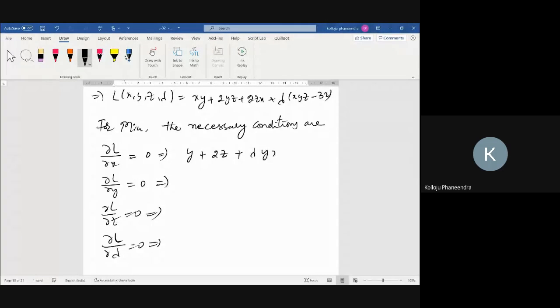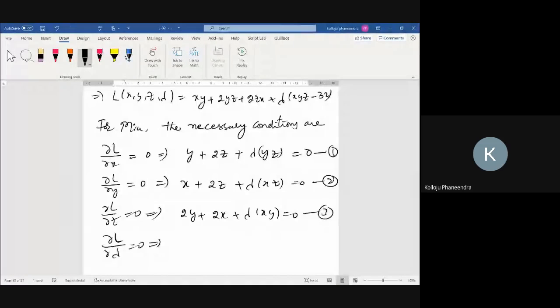Lambda yz you will get, right? Equal to 0. Take this as 1. Next one, this is 2z with respect to y. With respect to x over with respect to y, this is x plus 2z plus lambda into xz equal to 0. Equation 2. With respect to z, 2y plus 2x plus lambda into xy equal to 0. This is 3. And dou L by dou lambda means you will get this xyz minus 32 equal to 0. That is, xyz equal to 32.